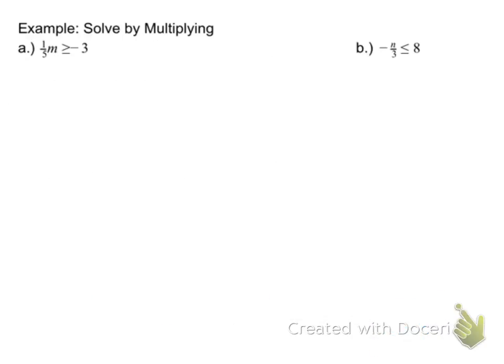So, can we solve these? 1/5 m is greater than or equal to negative 3.